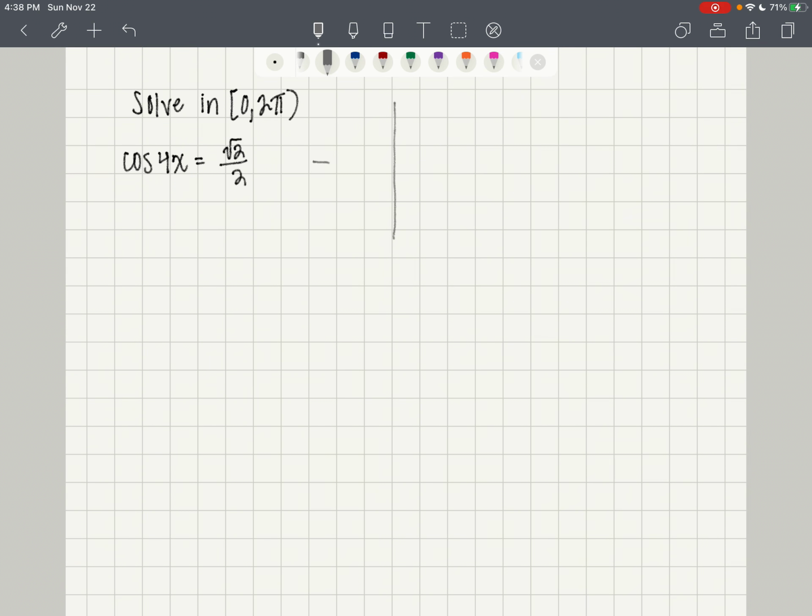I'm going to ask myself, what quadrants are my angles going to be that are going to give me a positive ratio for cosine? Well, that's going to be quadrants 1 and 4. Then I'm going to go a step further and say, what does that angle need to be? That angle needs to be pi over 4 or 7 pi over 4. So I'm going to write my answer as 4x equals pi over 4 plus every coterminal angle. And 4x can also equal 7 pi over 4 plus every coterminal angle.